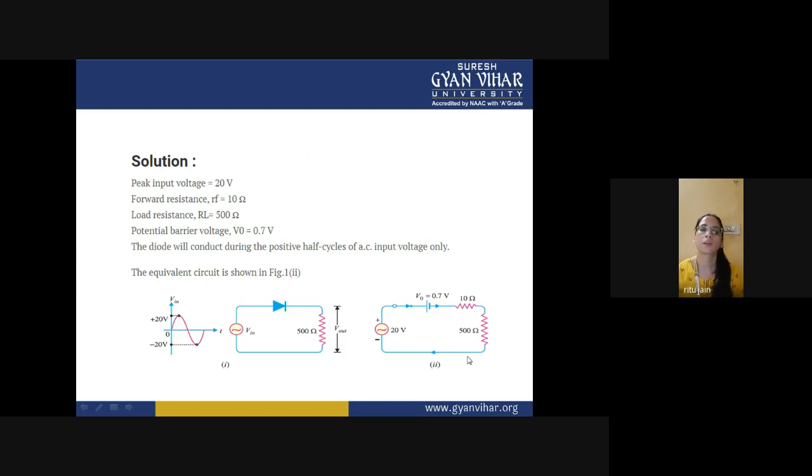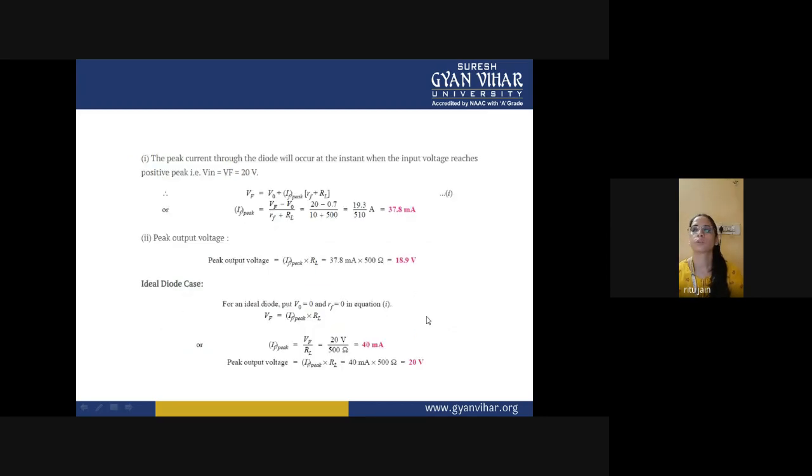Now, this is the practical condition when the diode is conducting. Now we will consider the ideal case, when the diode has no voltage drop while conducting. Here we were taking the voltage drop across the diode as 0.7 volt. Now we will consider that there is no voltage drop across this diode. So let's start with the ideal case of the diode. In this case, the resistance of the diode will be zero, and the voltage across the diode when conducting is also zero.